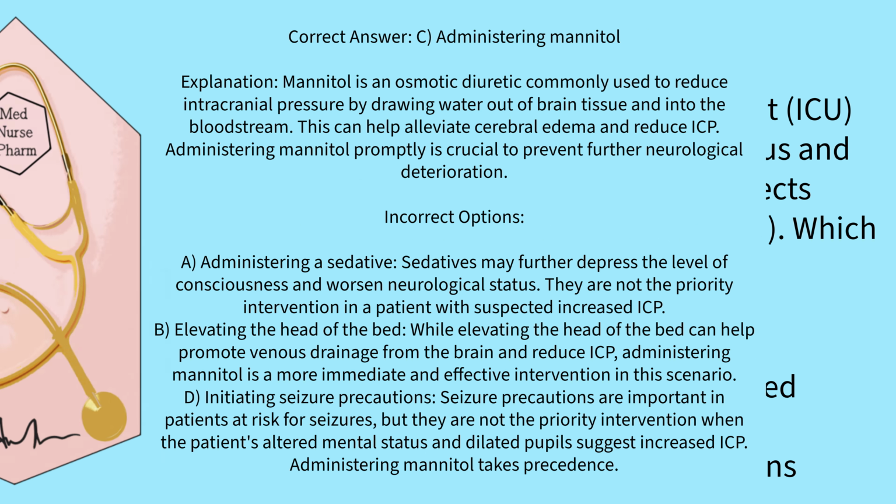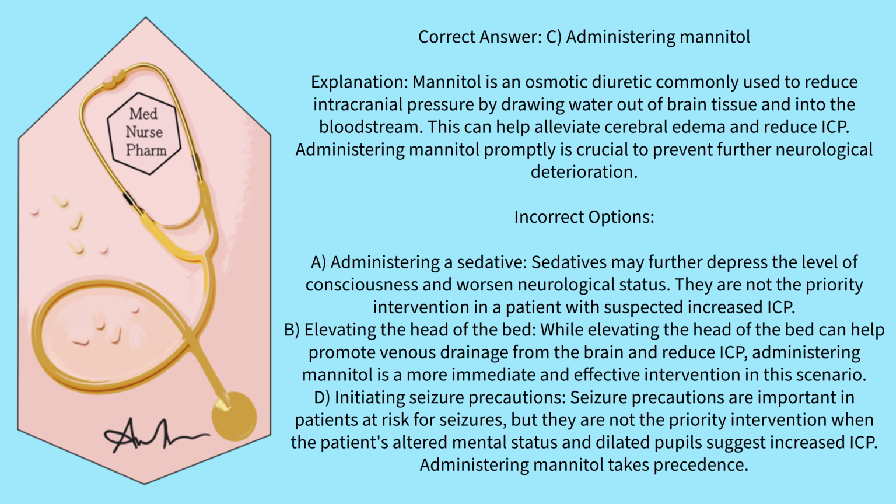answer. If you chose option C, you are correct, administering mannitol. Mannitol is an osmotic diuretic commonly used to reduce intracranial pressure by drawing water out of the brain tissue and into the bloodstream. This can help alleviate cerebral edema and reduce ICP. Administering mannitol promptly is crucial to prevent further neurological deterioration.